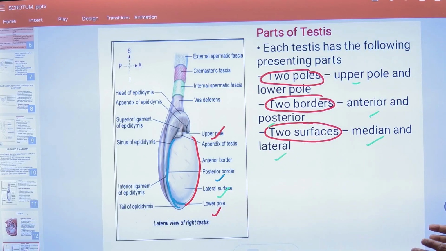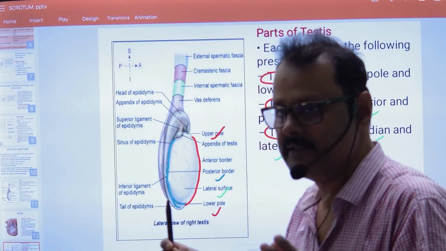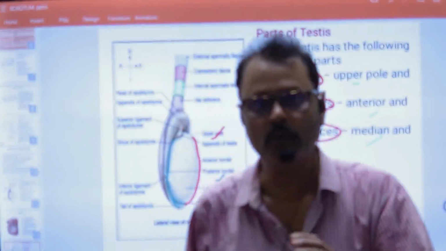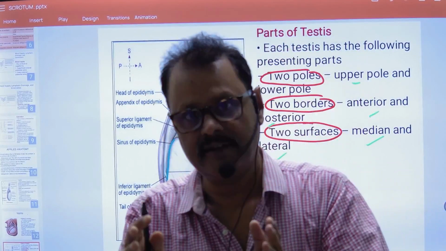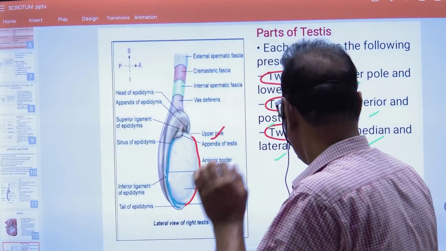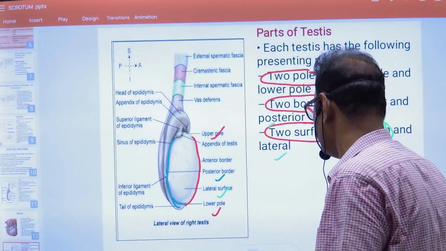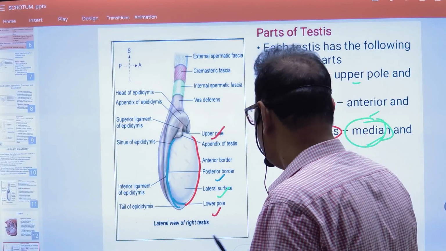So in total, each testis will be divided into the following parts. It has got two poles, upper pole and lower pole. It has got two borders, anterior border and posterior border. And it has got lateral surface and the median surface. So not medial, it's a median surface. There is a difference between the medial and the median.